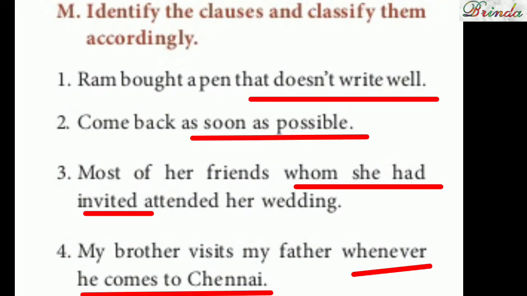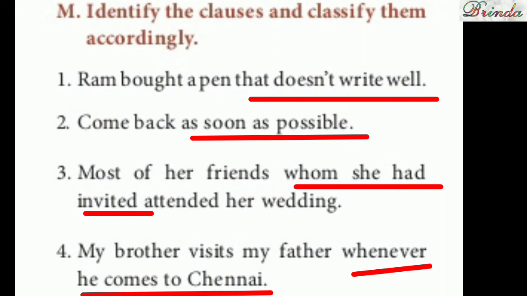Identify the clauses and classify them accordingly. First one, Ram bought a pen that doesn't write well. So in this, which one is the clause? That doesn't write well. Okay. So what I'll do? The main clauses are bold. Bold, what is written, that is called as main clause, and subordinate clauses are underlined.